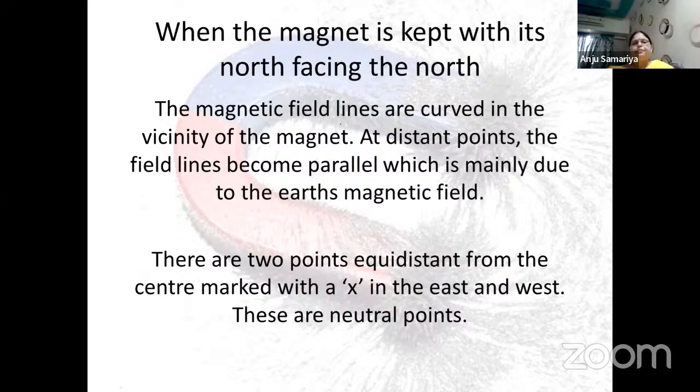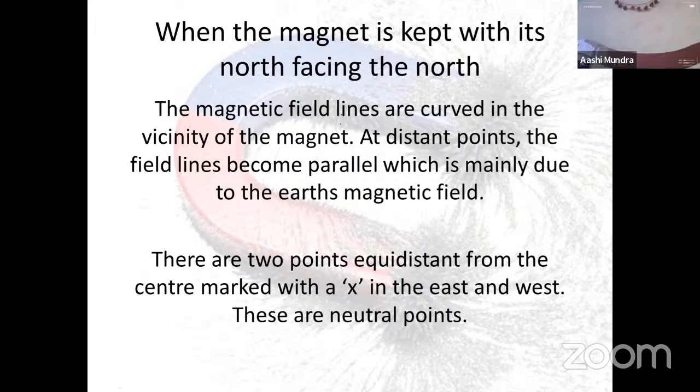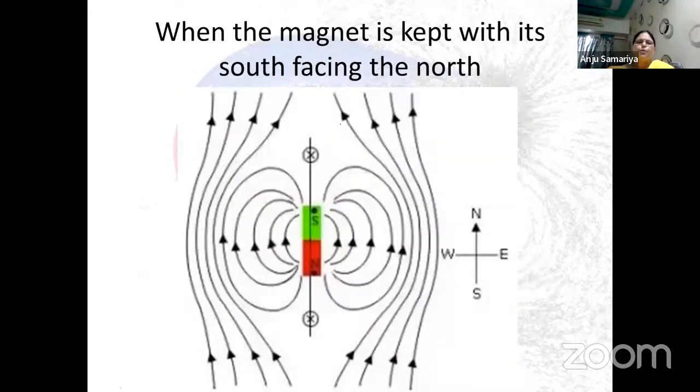Now, the magnetic field lines are curves in the vicinity of the magnet. At distant points, the field lines become parallel, which may be due to Earth's magnetic field. There are 2 points equidistant from the center marked X in the east and west, and these are the neutral points, as I told you.